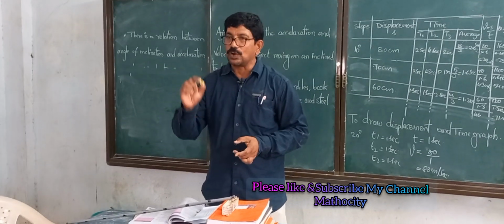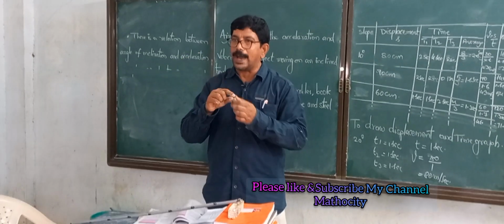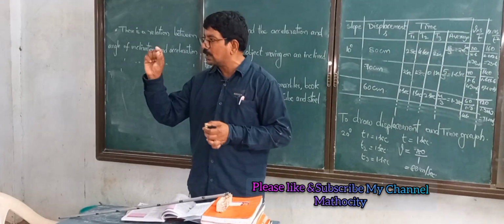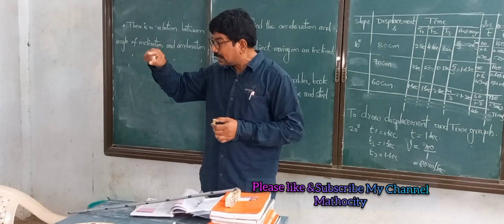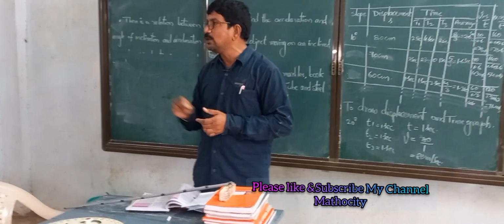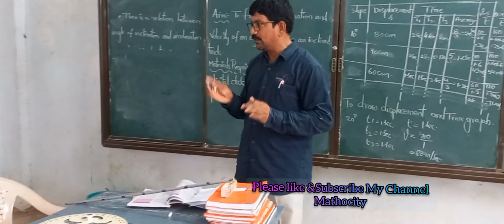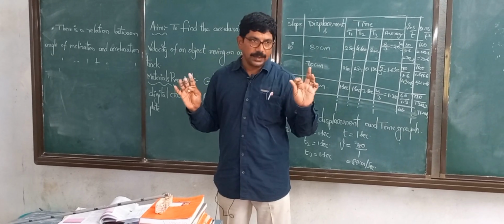That's why if you draw the graph for the motion of the rolling marble on the inclined plane, displacement versus time, you will get a curve. Because it is non-uniform motion. Are you clear about that? It is non-uniform. Okay?